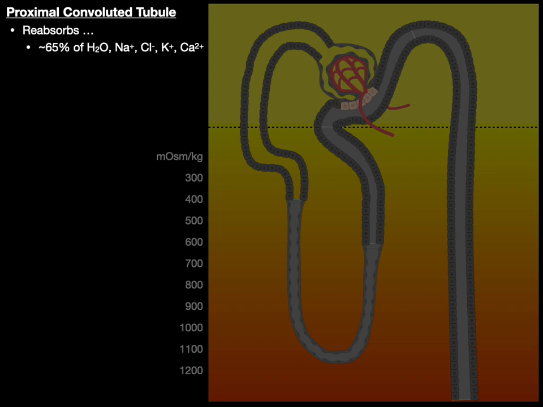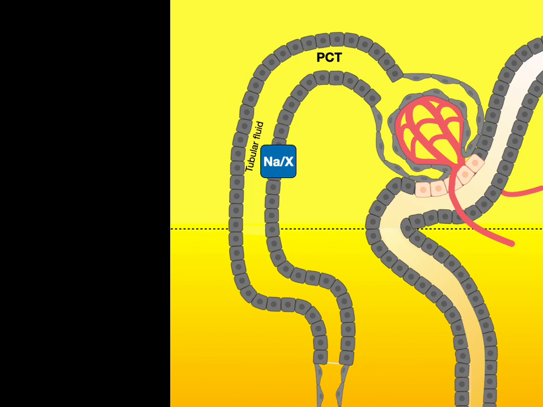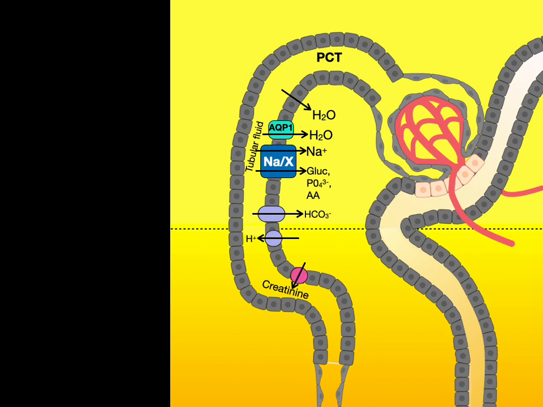The proximal tubule reabsorbs about 65% or two-thirds of water and the following salts: sodium, chloride, potassium, and calcium. The proximal tubule also reabsorbs most of the bicarbonate and all glucose and amino acids. And then the proximal tubule secretes protons, and I put creatinine, I'll talk about that in a second. So there's our proximal tubule with tubular fluid. And we have these transporters that reabsorb sodium and then co-transport glucose, phosphate, amino acids. We have aquaporin 1 that helps with the reabsorption of water. And in the proximal tubule, unlike other parts of the nephron, you also reabsorb water paracellularly between the different cells. We also reabsorb most of the bicarbonate, but we secrete protons and creatinine. Now, creatinine is this end product of muscle metabolism that helps us determine GFR clinically.